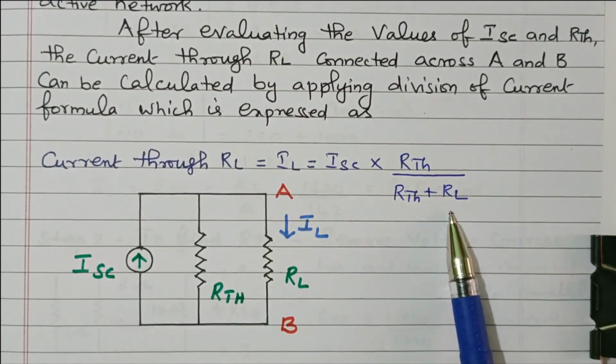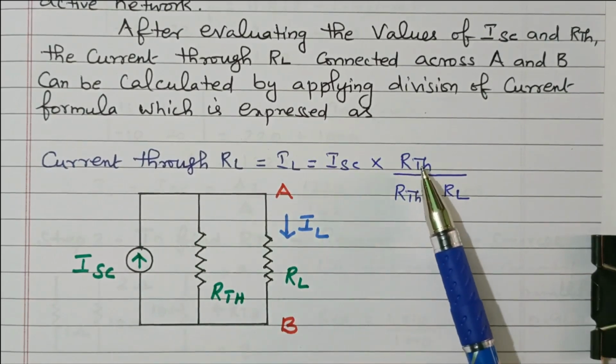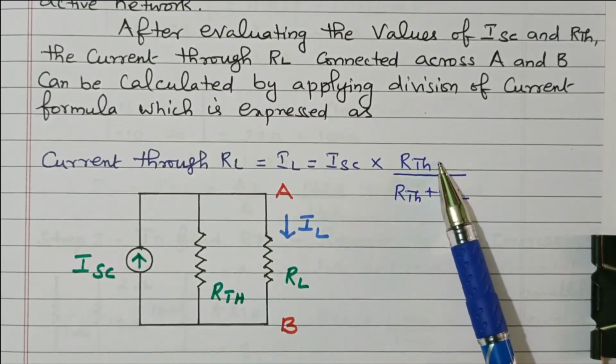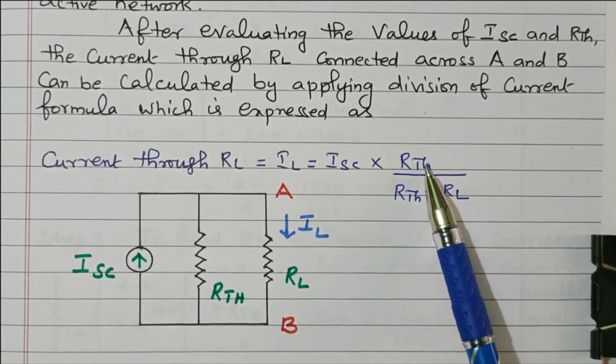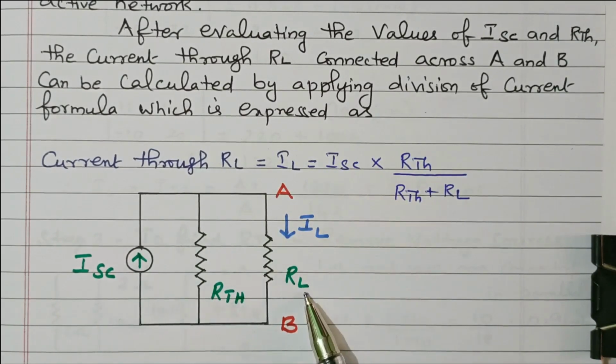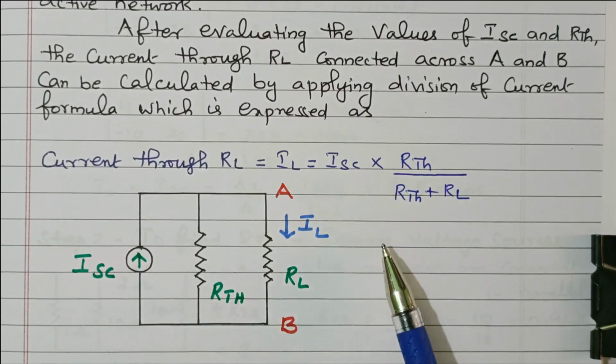In the case of the voltage divider rule, the resistance of the same arm will be used. Here it is the resistance of the other arm. What we need is the current through RL, so you have to multiply with RTH. In the case of voltage, the same resistance is multiplied.